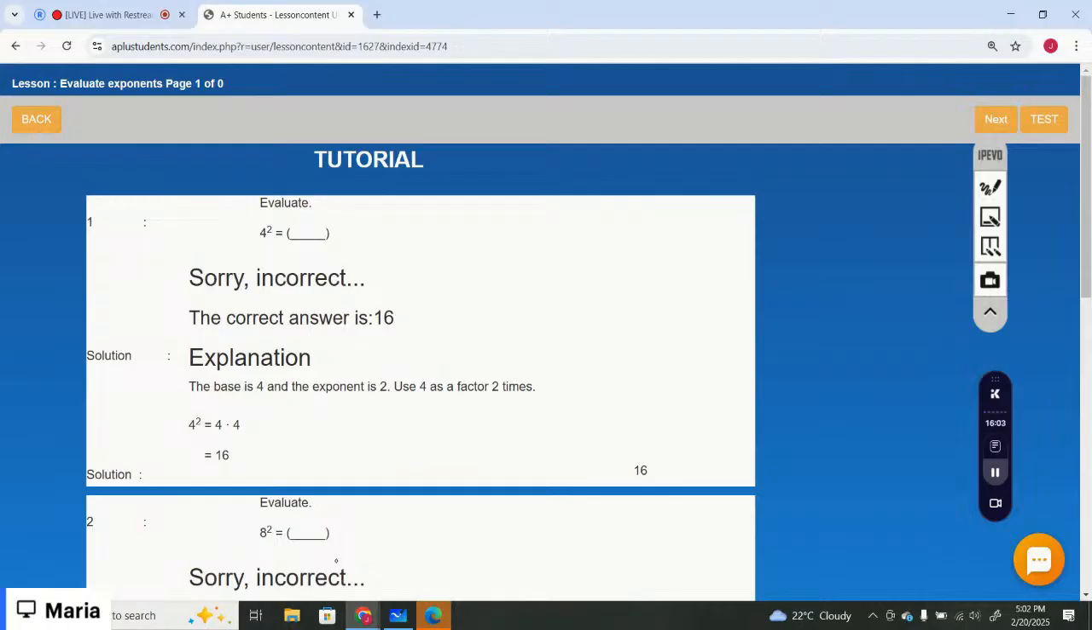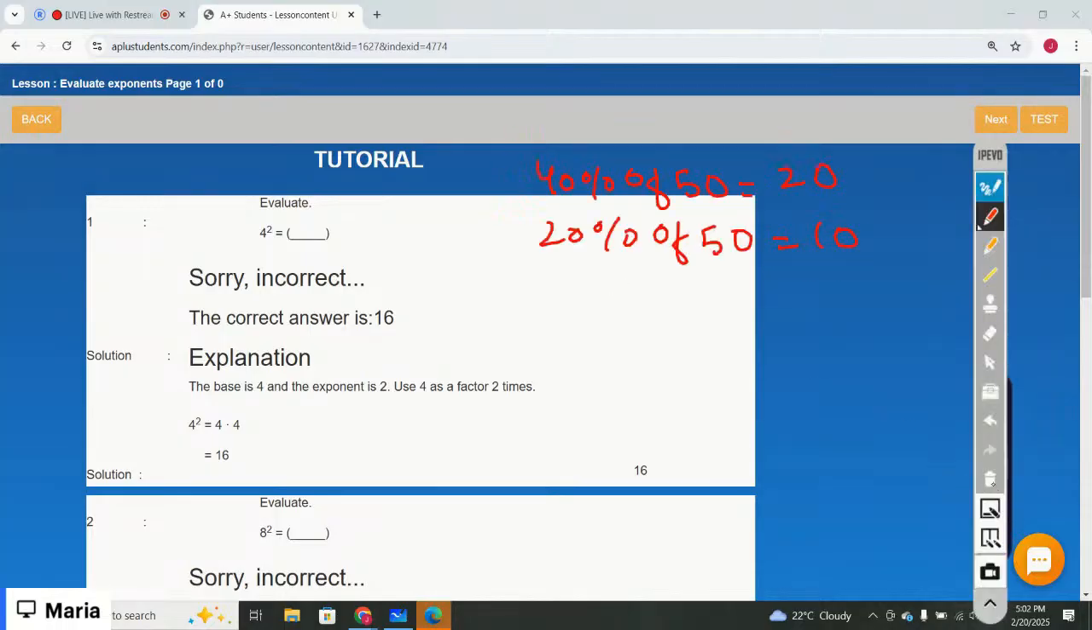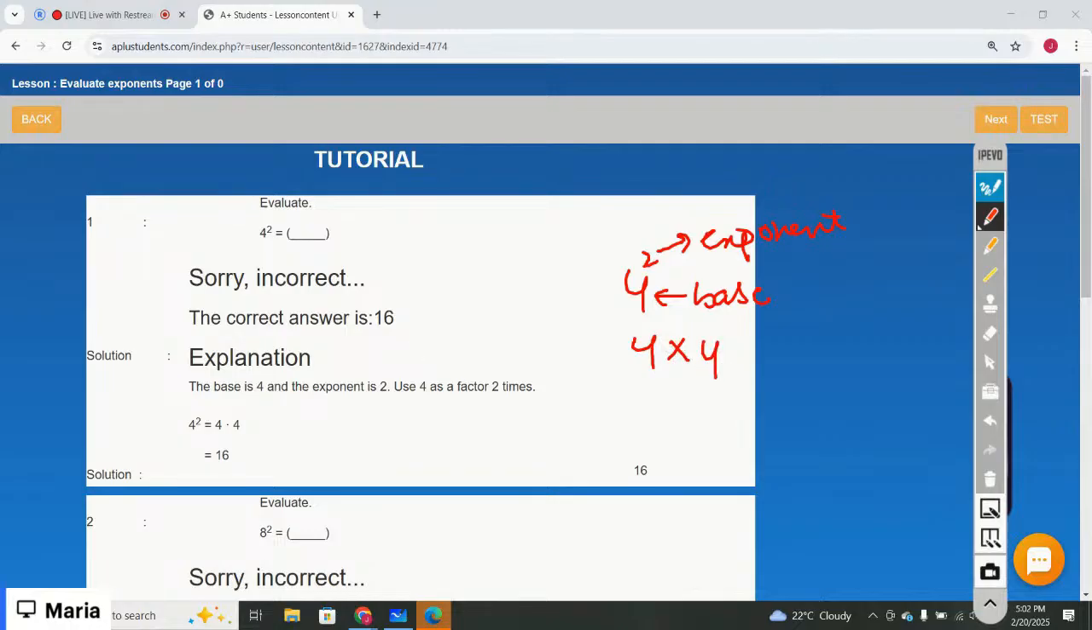Four square. So 4 is the base and 2 is the exponent. So 4 square means you have to multiply 4 two times. You have to do 4 times 4. 4 times 4 is 16. So the correct option is 16.